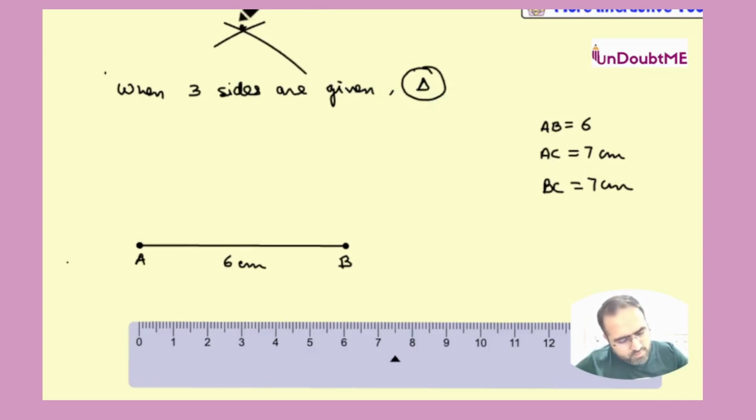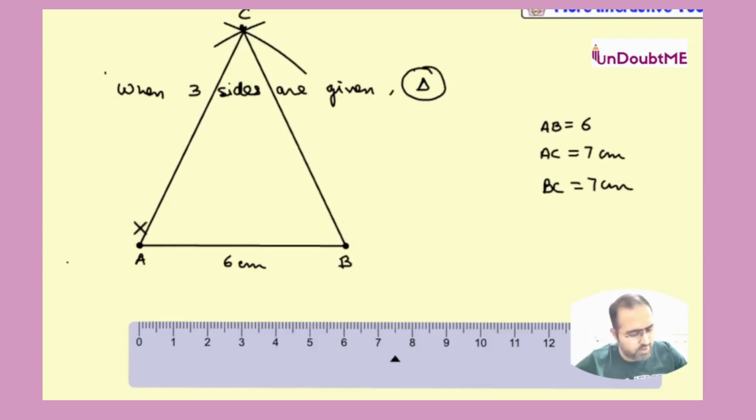This is my point C. Now finally I have to just join AC and BC to get the answer. So B and C will be joined, A and C will be joined, and this is how our triangle is created when three sides are given.